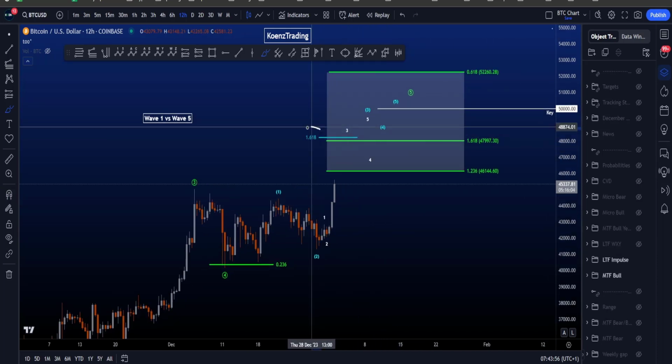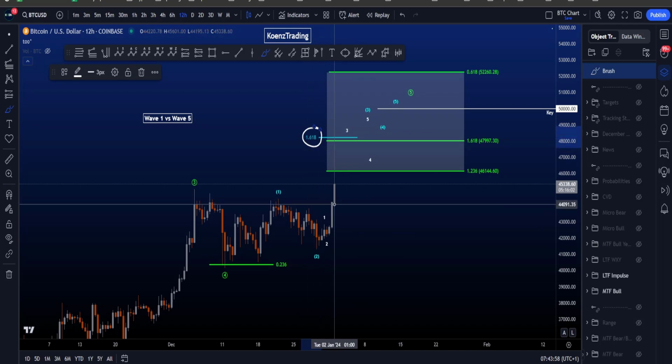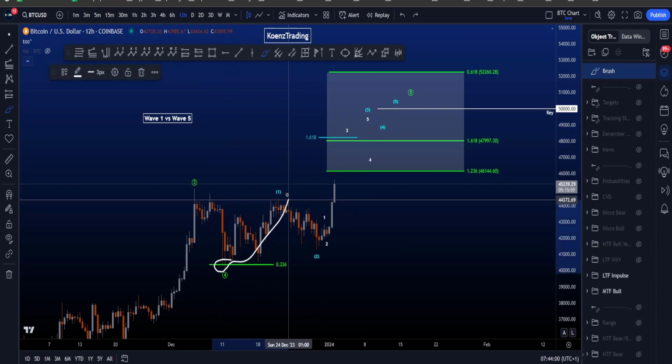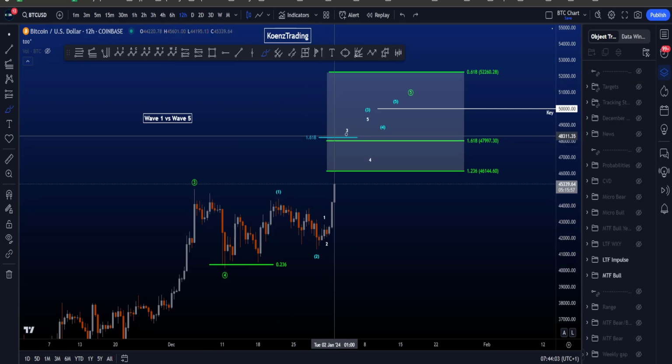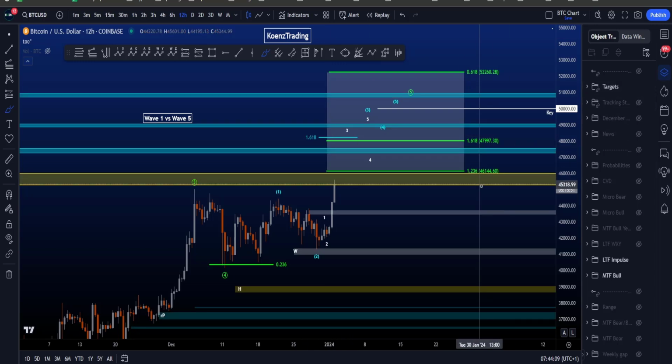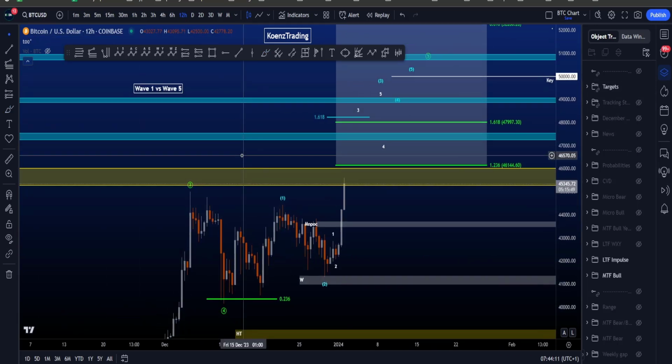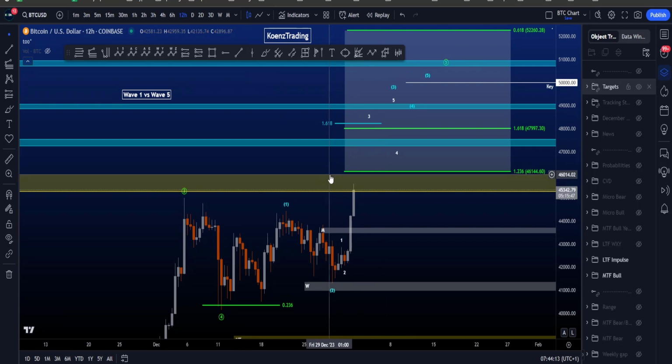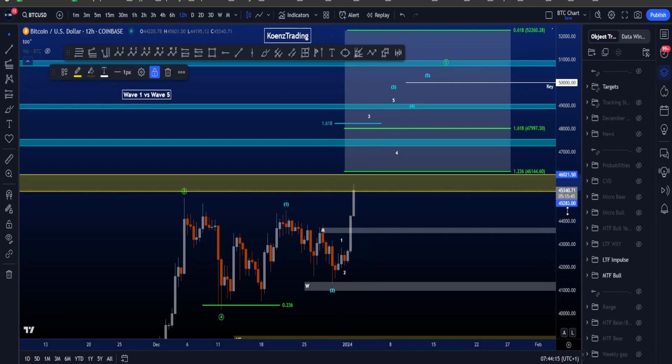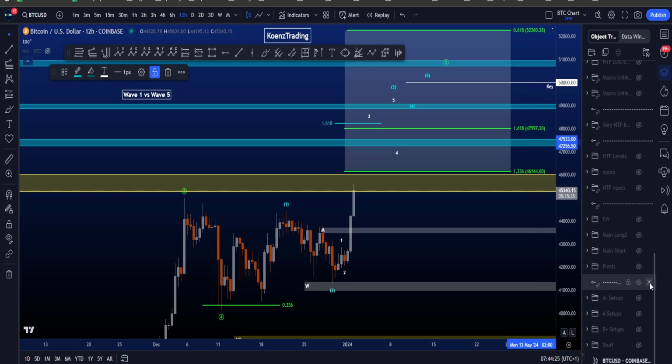Now for an impulse, wave 3 usually goes to the 1.618 taken from the low to the high of 1 to the low of 2, which for this blue wave 3 is sitting at 48.2k. And if we open the target boxes over here, we are currently ranging inside this yellow target box, as you can see, between 45.2k and 46k. And there is one more resistance box before hitting that 1.618, which is the blue one here, between 47.2k and 47.5k.